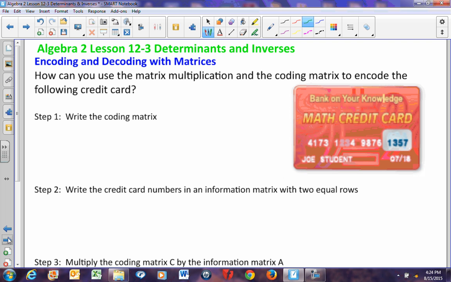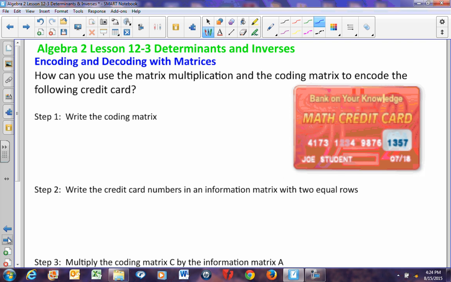How can you use the matrix multiplication and the coding matrix to encode the following credit card? Which means, what do they do to encode things so that when you run your credit card, nobody else can steal it? That's basically what this is talking about. Okay, so the first thing you're going to do is write the coding matrix. They'll give you a coding matrix because the coding matrix is different for every single solitary transaction. It's a random number matrix, so they can't be duplicate.